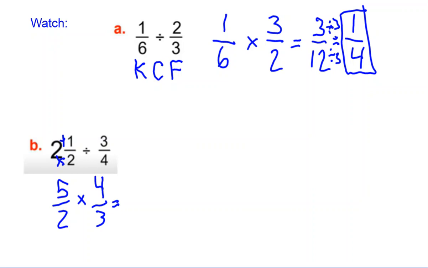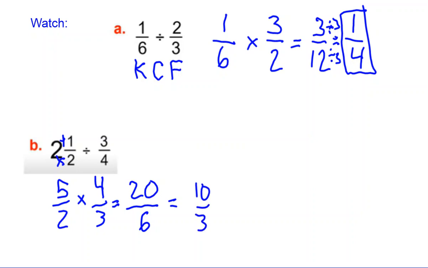And now we are ready to multiply straight across. 5 times 4 is 20. 2 times 3 is 6. Both of these numbers are even, so we know we can simplify. If we divide the top and the bottom by 2, we will get 10/3.